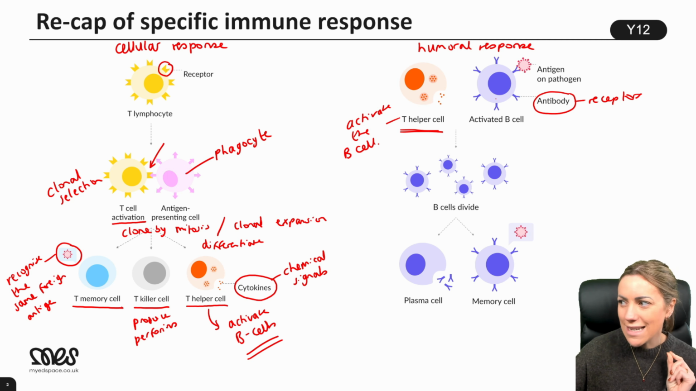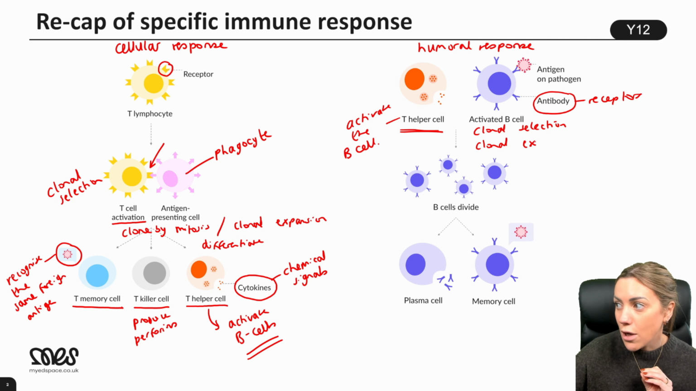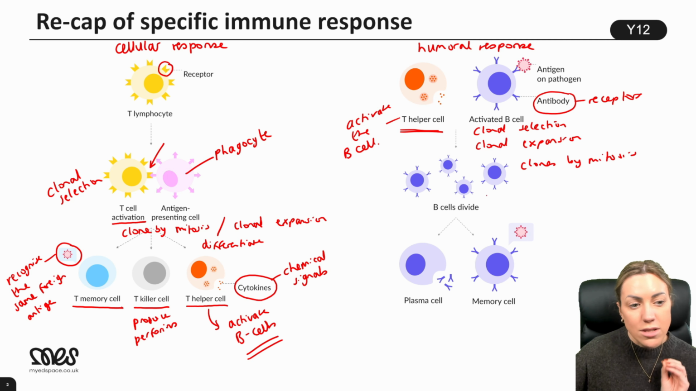But yeah, the T helper cell is going to activate the correct B cell, so the B lymphocyte that has the complementary receptors or antibodies on its cell surface for this specific antigen. So once the T helper cell has activated the B cell, we again can say we've undergone clonal selection. So that specific B lymphocyte has been selected for. It's then going to undergo clonal expansion. So it basically clones by mitosis to produce lots of the same type of B lymphocytes.